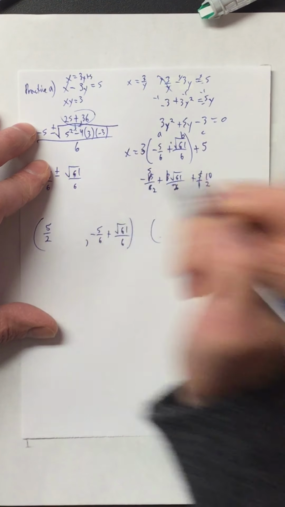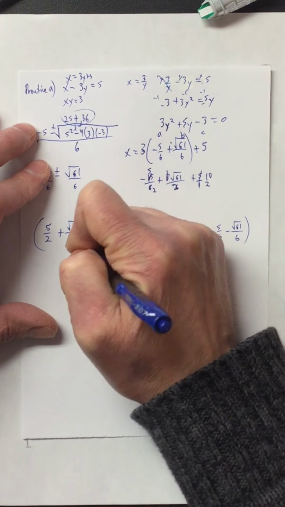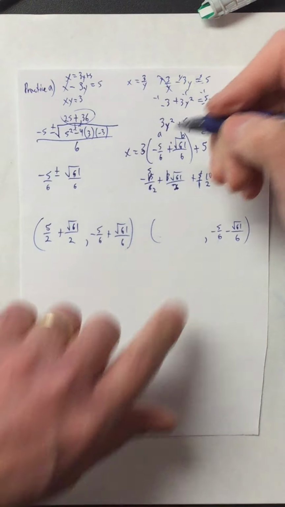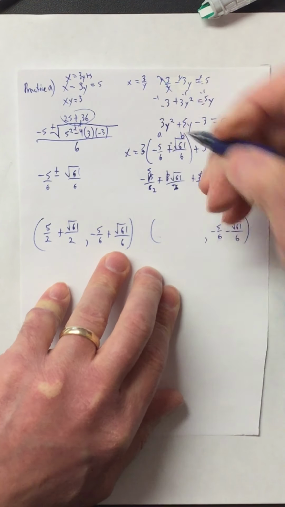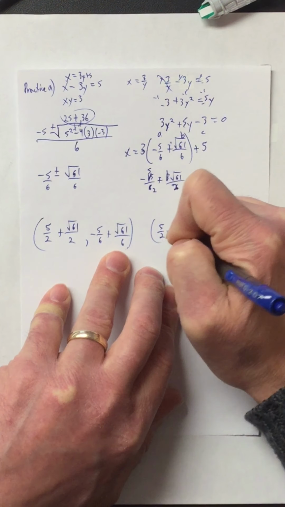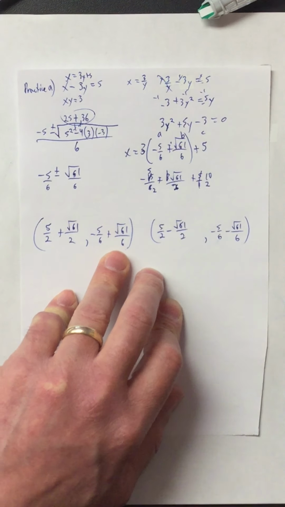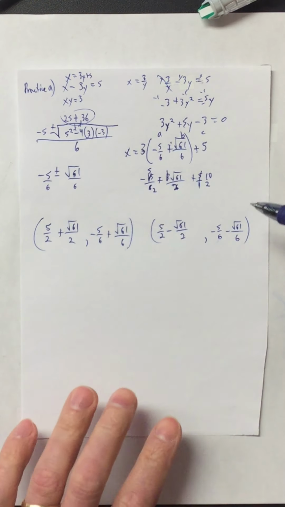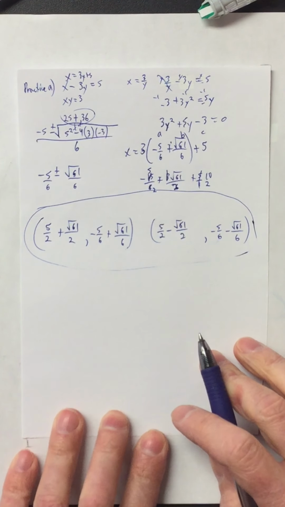So 5 halves plus the square root of 61 over 2 is my x value from the first one. And then notice that if I put this value in, the only thing it changes is it flips that sign there. So 5 halves minus square root of 61 over 2 is my answer for x value for my second part there. Okay, and that looks correct. You just see the consistency there. There's my answer for practice problem A.